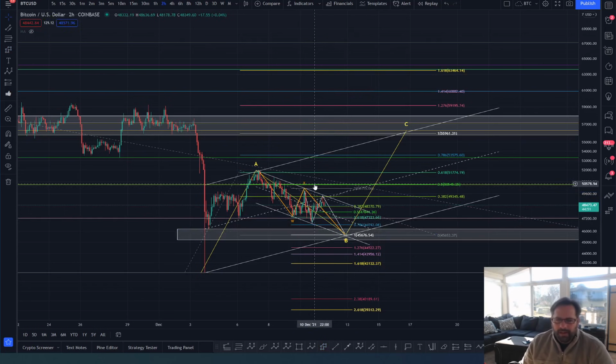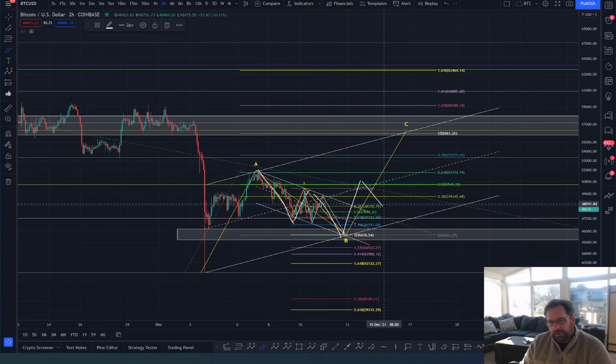Now, I have another idea where we actually jog out very correctively over a long period of time here. So we got another idea where this WXY actually takes a longer period of time to play out, that this is actually just part of a larger structure like this, okay? That takes more time. So we'll see. I'm giving you the simple version first, and then the more complex version. So we'll see how it plays.